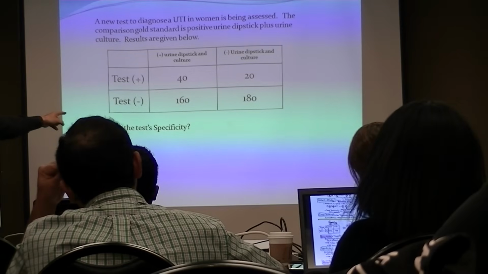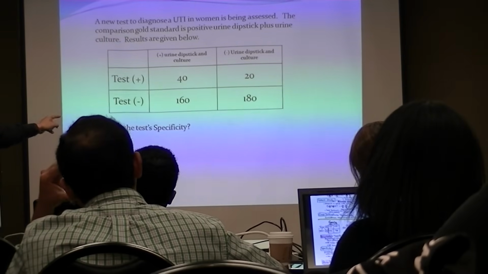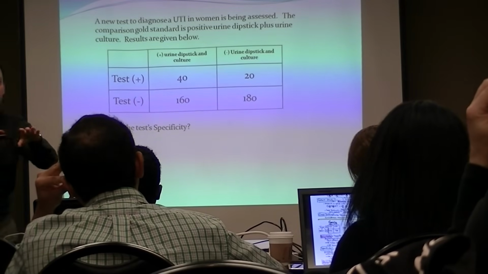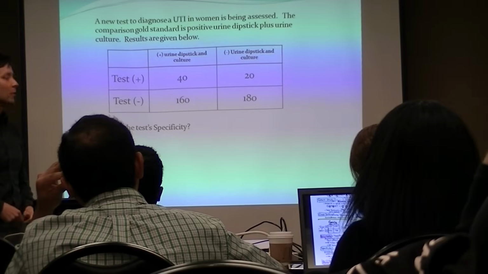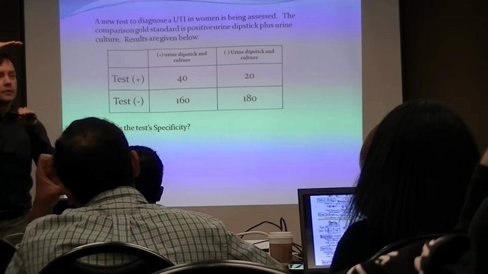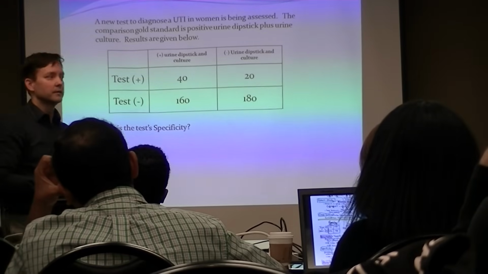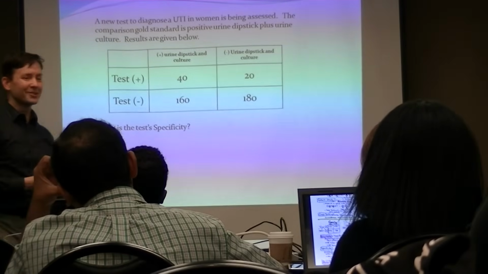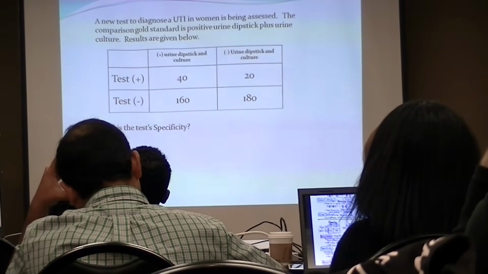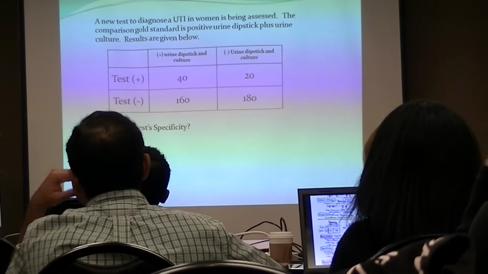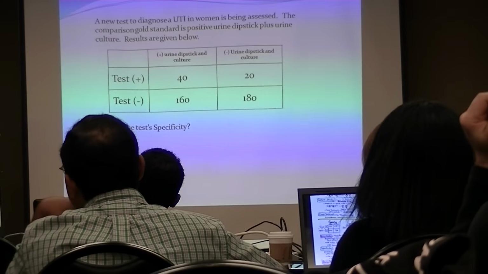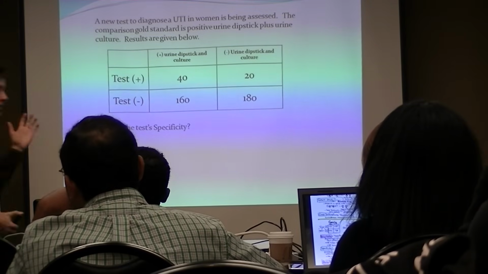Specificity. What's my numerator? What's my top number? 180. What's my bottom number? 180 plus 20. So now I got 180 over 200. I simplify. I got 180 over 200. I cancel out. Got 9 over 10. What's my percent? 90%. I'm telling you, you're gonna get a question that looks exactly like this.